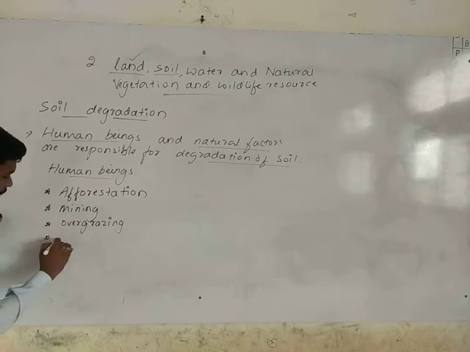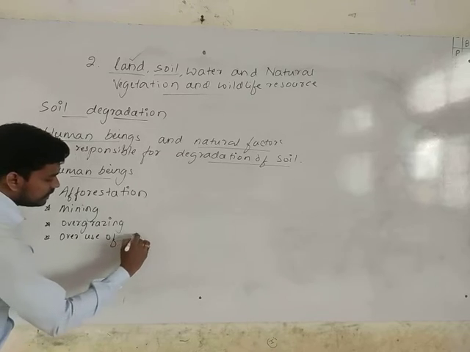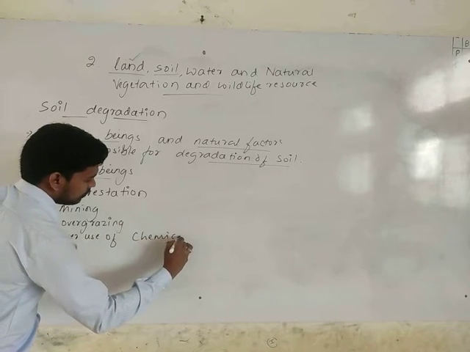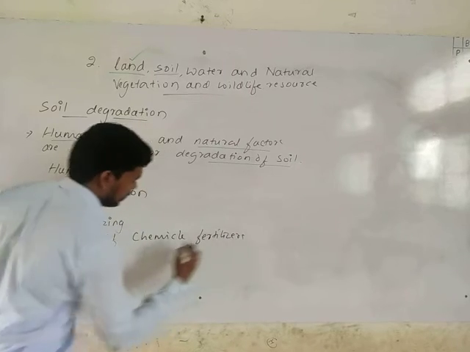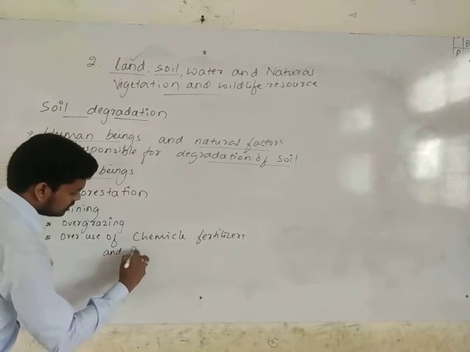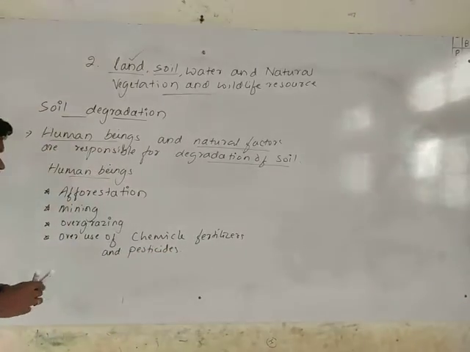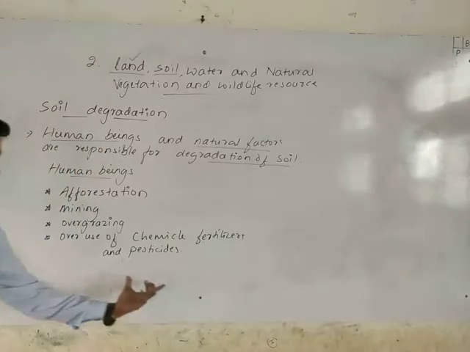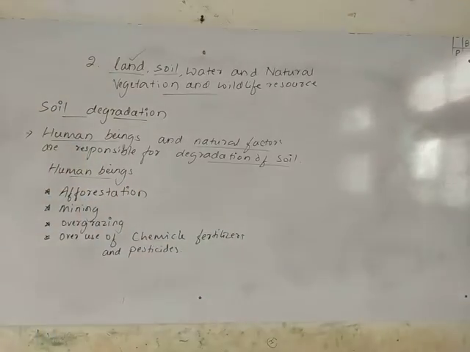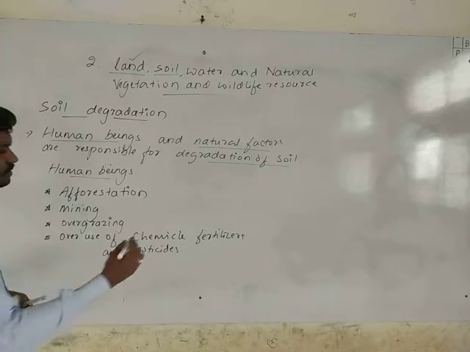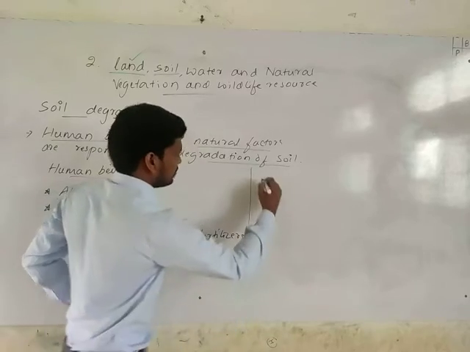Then there is the overuse of chemical fertilizers and pesticides. So these are examples of human activity which cause land degradation of the soil. Then natural factors.